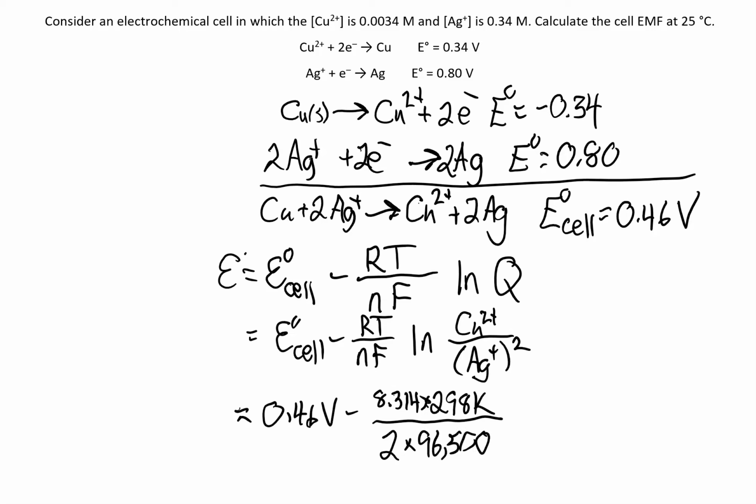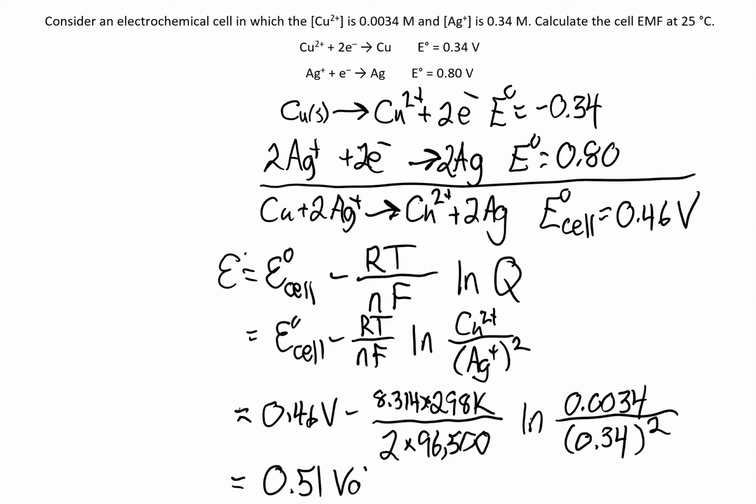96,500, times the natural log of the copper concentration, so 0.0034, all over the silver concentration, 0.34, quantity squared. Going through and solving for that, I get 0.51 volts. And that's how we use the Nernst equation.